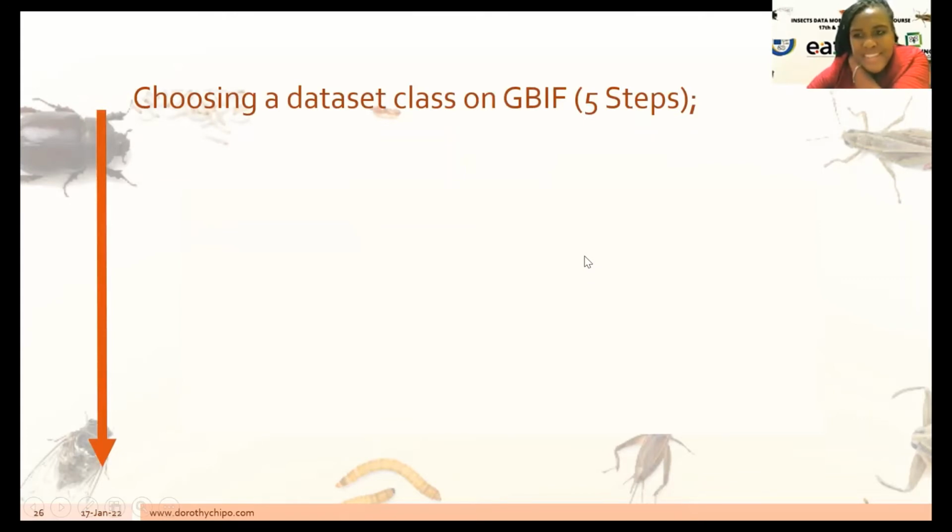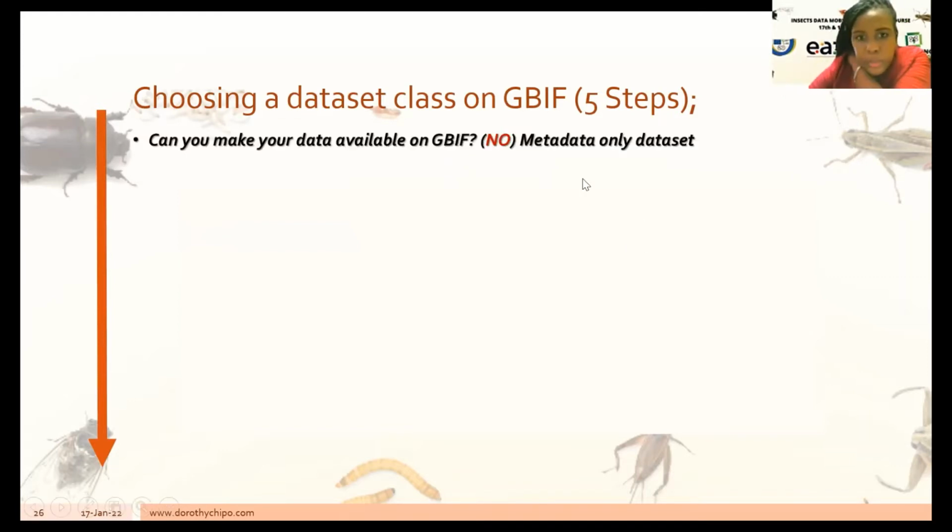So I've been asking you about your data sets. For those that are contributing data sets, I've been asking what type of data you have. The reason for this is you've got to choose which class out of the 4 classes of data sets you can publish. So can you make your data available on GBIF? If for any reason you can't, then it's probably a metadata only data set.